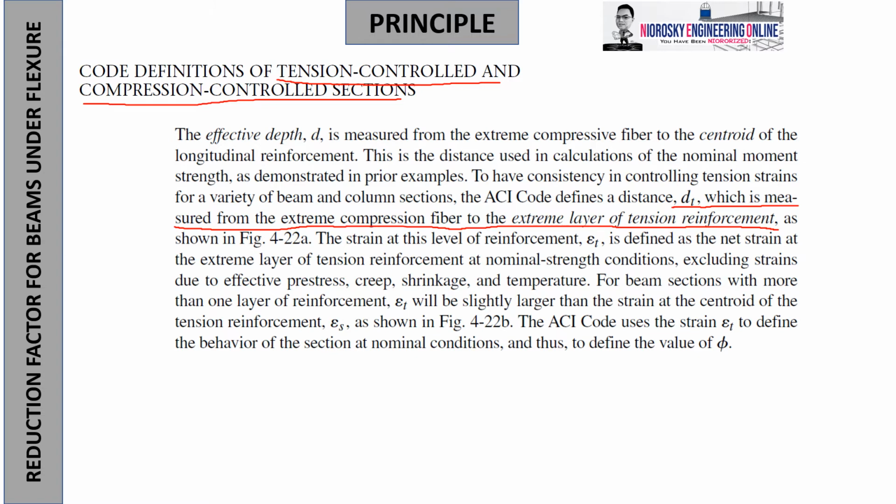So another thing is that we have the E sub T, or the strain at the tension, the maximum tension controlled system, or the strain on the maximum stress or maximum strain of the steel, sorry. So it's defined as the net strain at the extreme layer of reinforcement at nominal strain condition. Very important to understand that nominal, so meaning we need to understand the strain relationship.